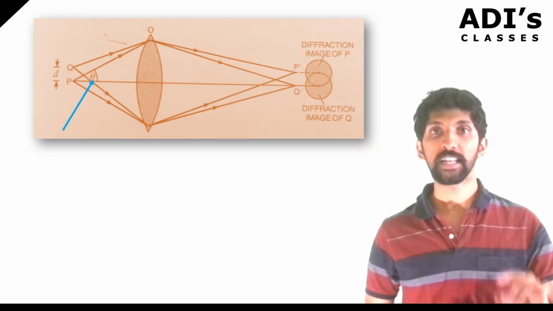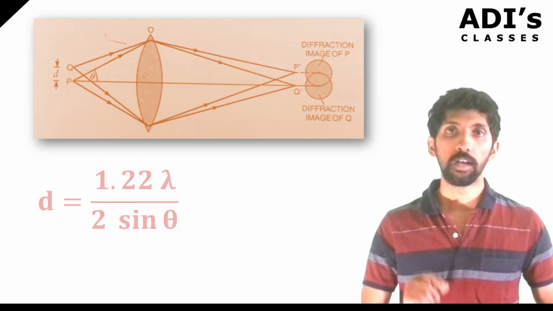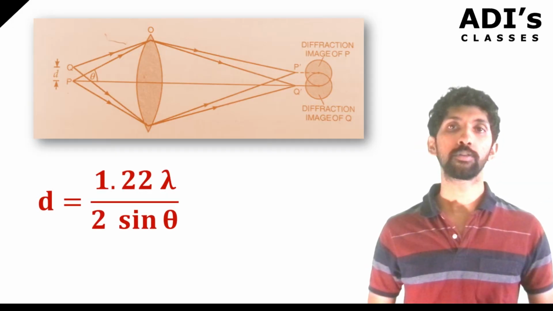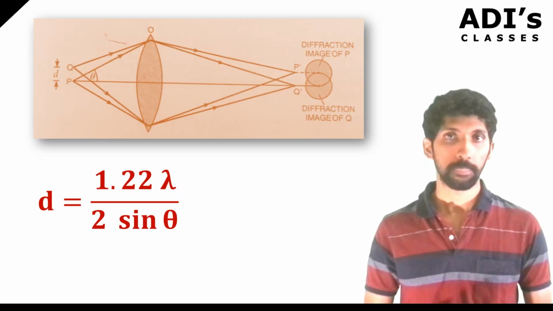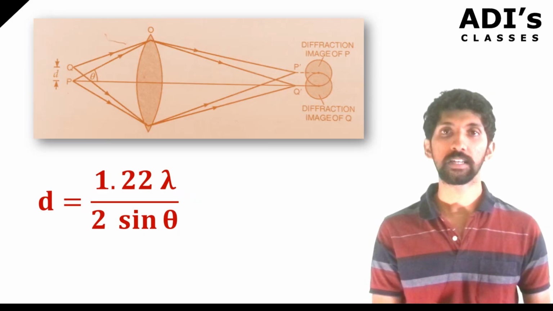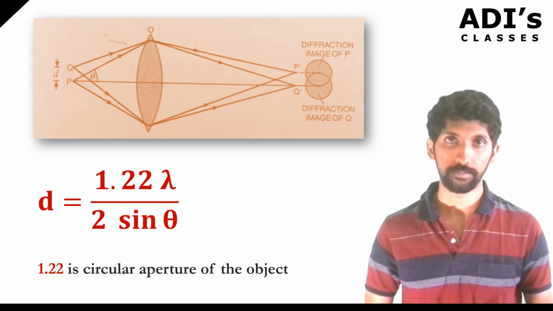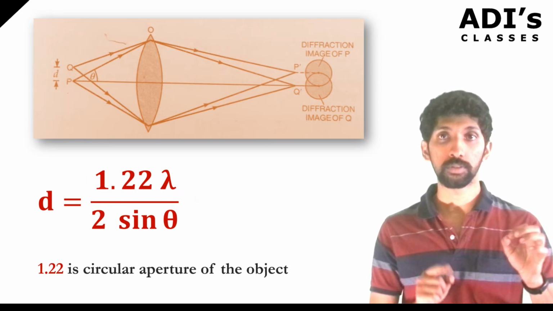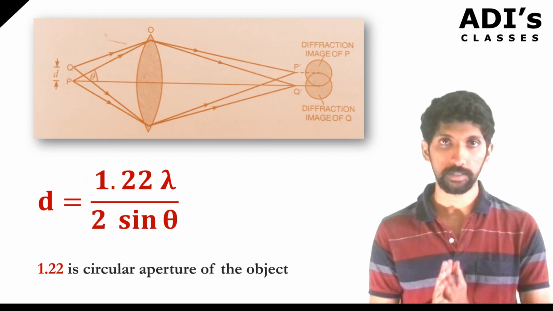Let's say D is the least distance at which the two objects are just resolved, and theta is the semi-vertical angle of the cone. What we get here is D equals 1.22 lambda divided by 2 sine theta. So this is basically the just resolved distance. Here 1.22 appears due to the circular aperture of the objective, because of the lens.